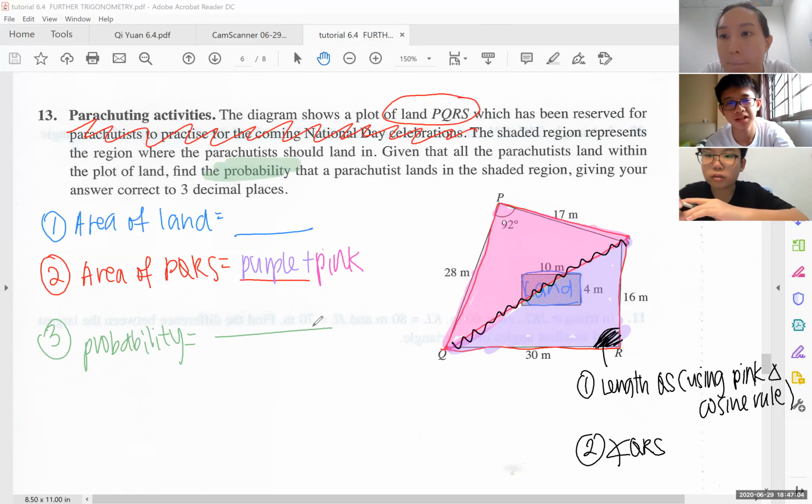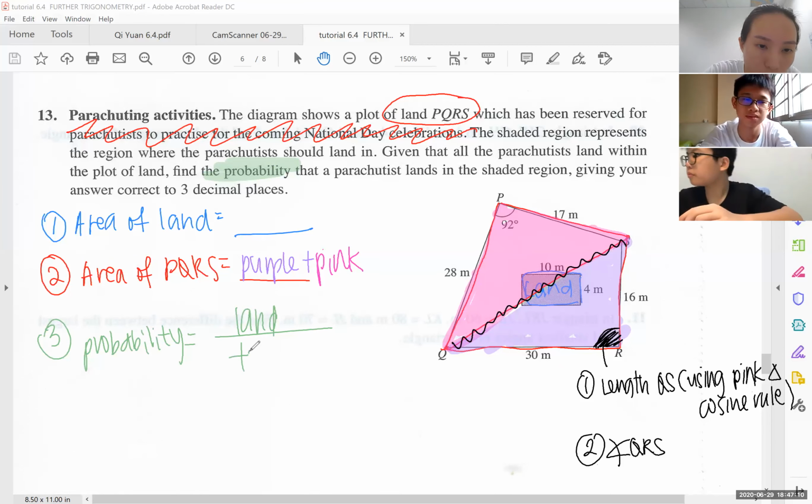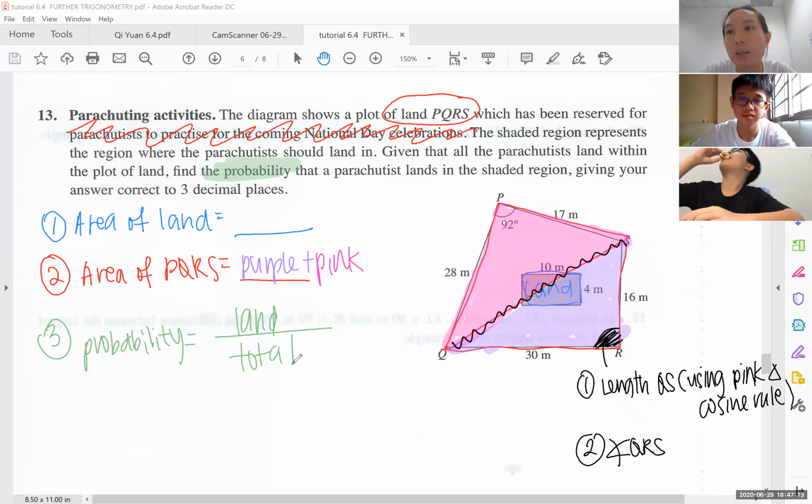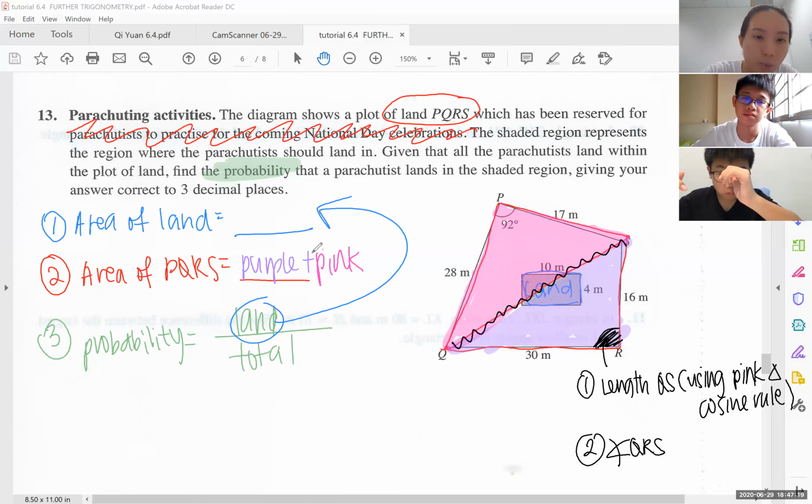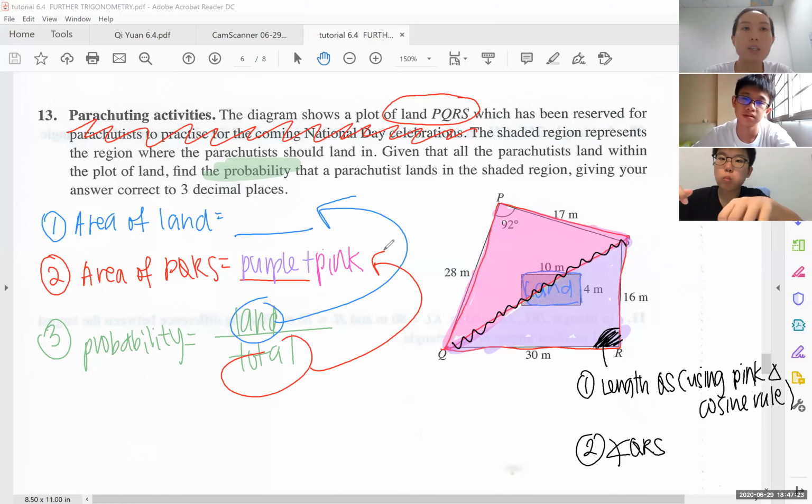What? Like the length over the total area. Yes, the length over the total. And do we have the length already? The area of the length? Yes, we have the length, right? Which is here. And do we have the total? Yes, we also have it, which is from here. And with that, you should be able to do 13. That's it.